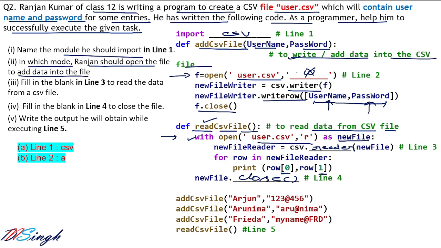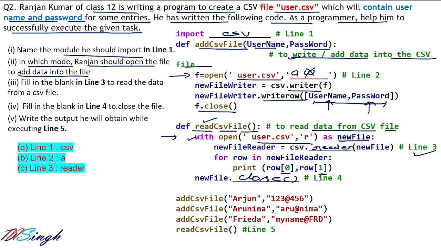If you open it in write mode, what will happen? Every time it will rewrite the content and the previous content will be lost. So for that purpose you need to use what? Append mode. Next is what? Reader, because at line number 3 you want the reader function to create a reader object which can be used to iterate over and print the records stored inside the CSV file using this for loop.